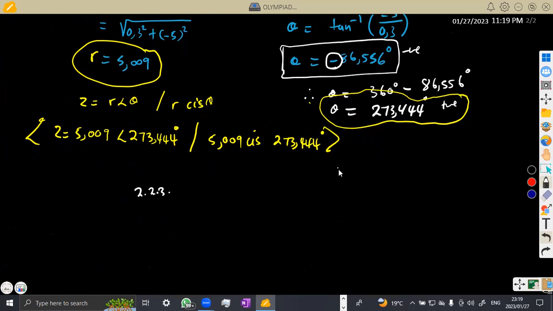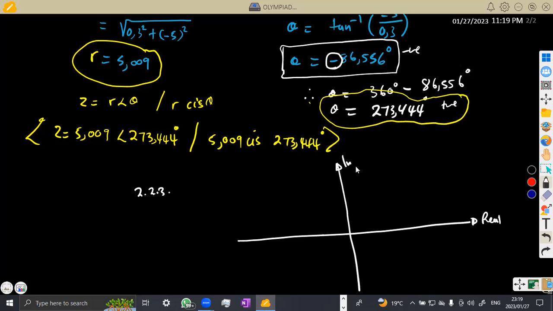So remember our diagram was like this, guys. It's not going to change anything. This was the real axis, and this is actually the imaginary.